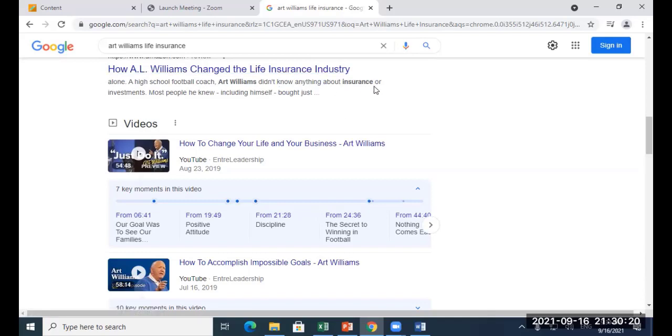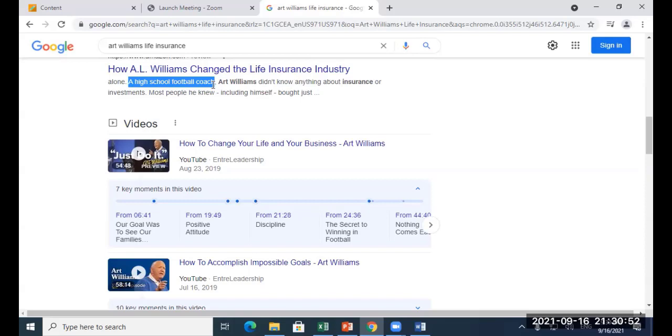Hart Williams didn't know anything about life insurance or investments. He was a high school football coach. My health teacher in high school was like a football coach. Didn't know anything about health either. He knew football and that was it. So his famous saying was, buy term and invest the difference. Any of y'all ever heard that phrase before? Buy term and invest the difference.